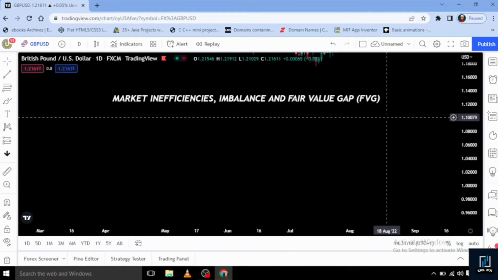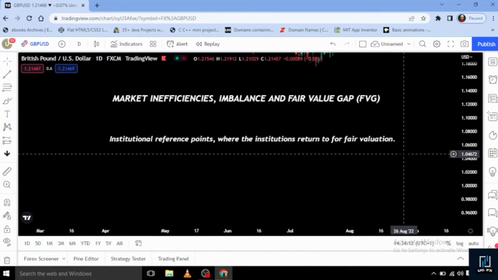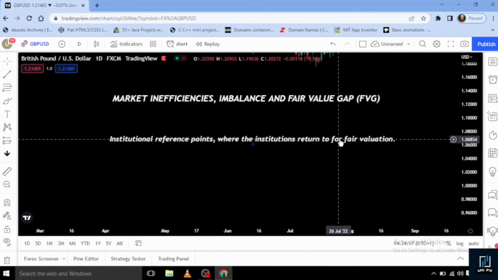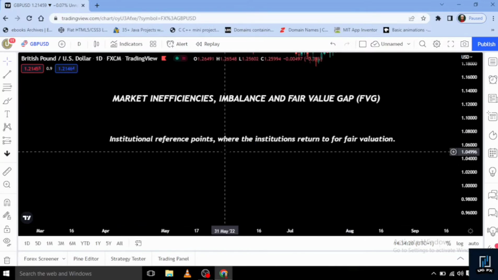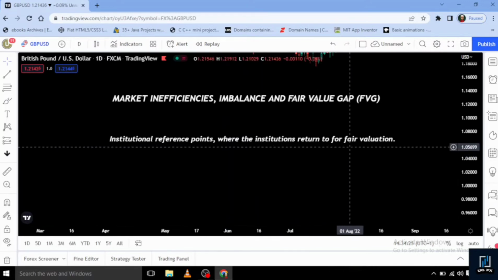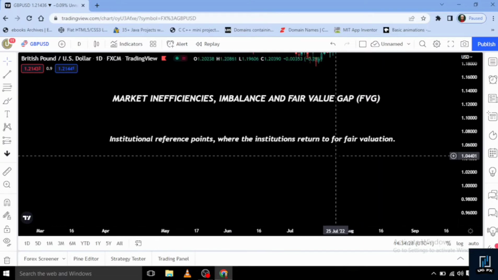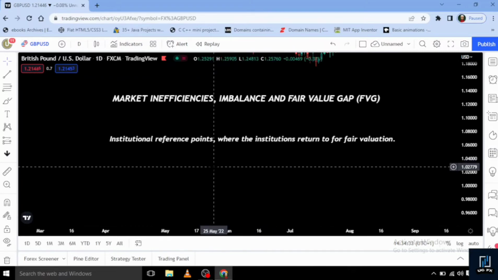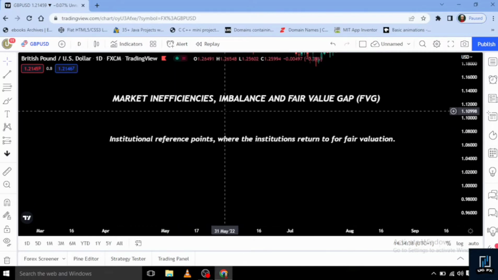Market inefficiencies, imbalance, and fair value gaps, and how to identify them. And this would actually increase your profitability in the forex market. So market inefficiencies are simply institutional reference points, where the institution return to for fair valuation. So that is, the institution would seek for fair valuations at these market inefficiencies. And these inefficiencies are also known as imbalance or the fair value gap. So they're actually the same thing.